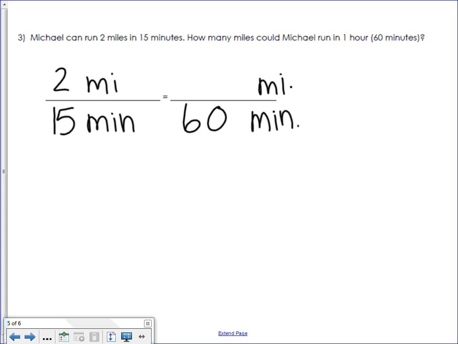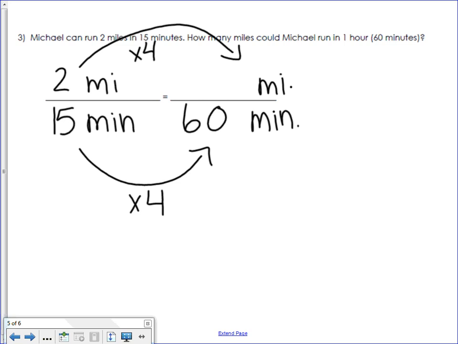I'm going to find a relationship between my 2 ratios. To get from 15 to 60, I multiply by 4. So to get from 2 miles to the amount of miles he could run in 60 minutes, I need to multiply by 4. 2 times 4 is 8. So in 60 minutes, Michael could run 8 miles.